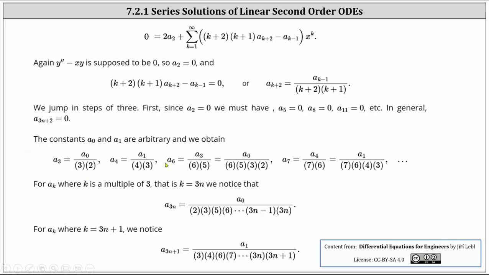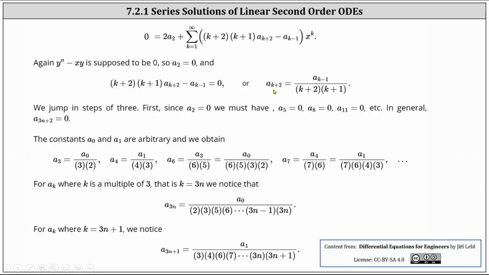So to find a sub 6, notice k is 4, which gives us a sub 3 divided by the product of 6 and 5, but a sub 3 is equal to a sub 0 divided by the product of 3 and 2. Performing the substitution, we have a sub 6 equals a sub 0 divided by the product of 6, 5, 3, and 2. We'll go ahead and find one more term.